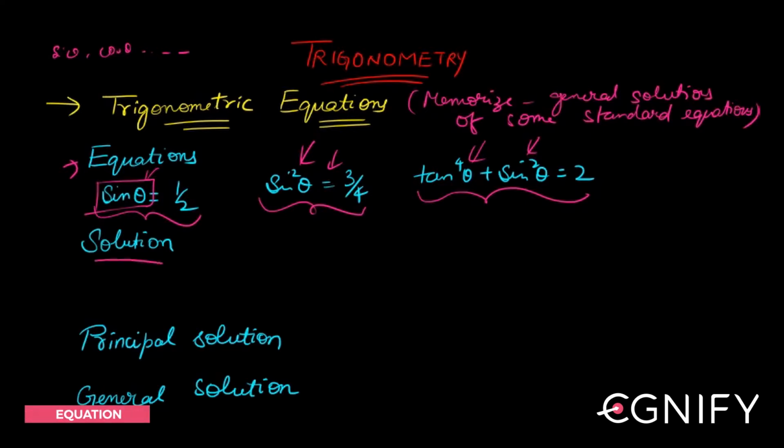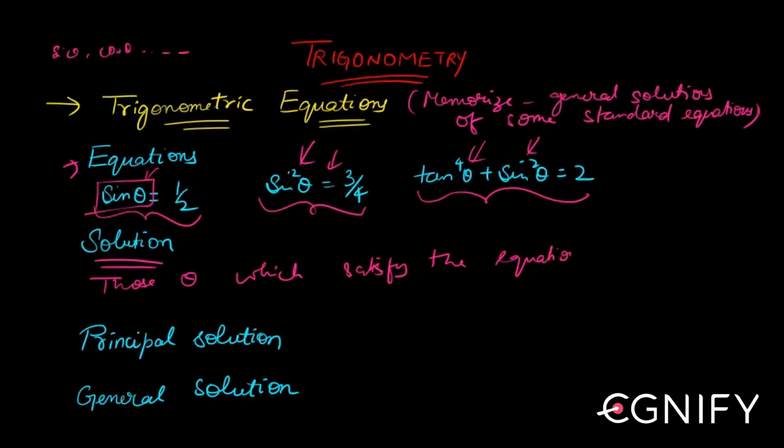What do you mean by the solution? So just like every other algebraic equation, even trigonometric equations, the solution means the same. Those values of theta which satisfy the equation. So if I pick up any of these equations, so for instance, let me pick up this one. Sine theta is equal to half, right? Sine theta is equal to half. Now, what are the thetas that can satisfy this?